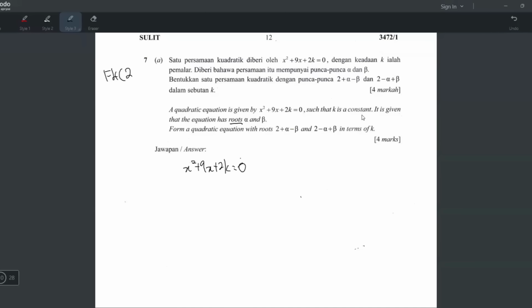Such that k is a constant. It is given that the equation has roots alpha and beta. So it's already in general form, and the roots are alpha and beta. Roots means the x, the solution. So the first one is alpha, the other one is beta. Okay, and then they say form a new equation with roots 2 plus alpha minus beta, 2 minus alpha plus beta, in terms of k.